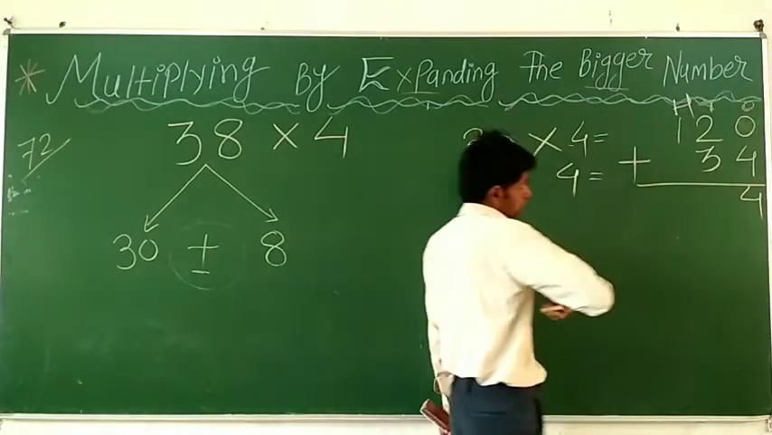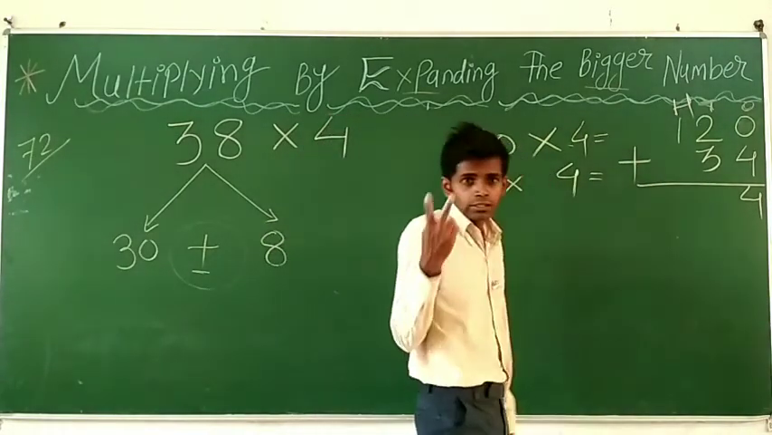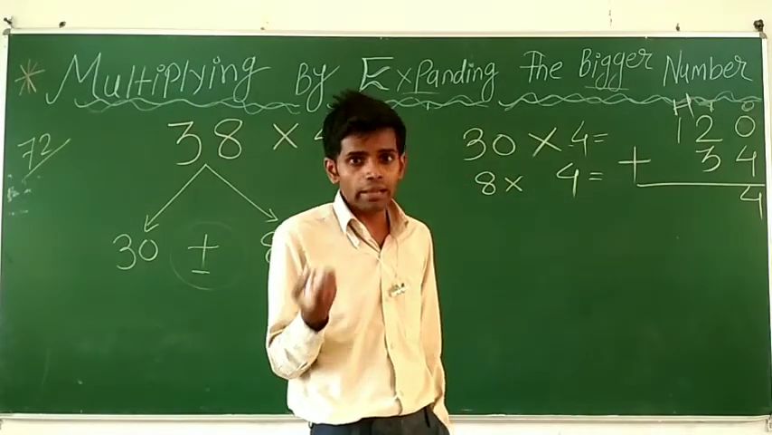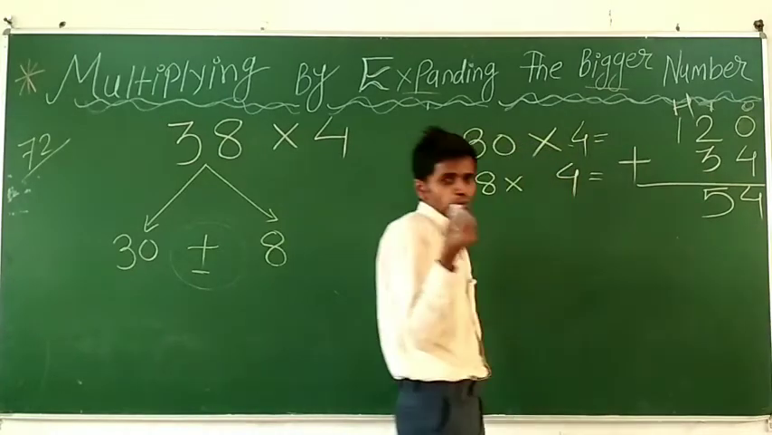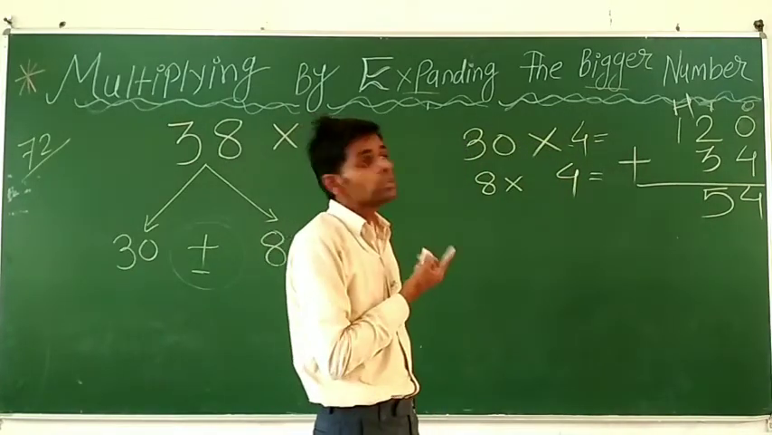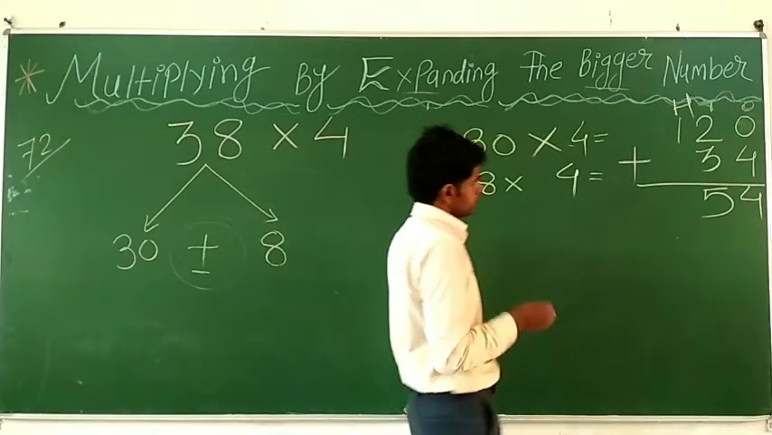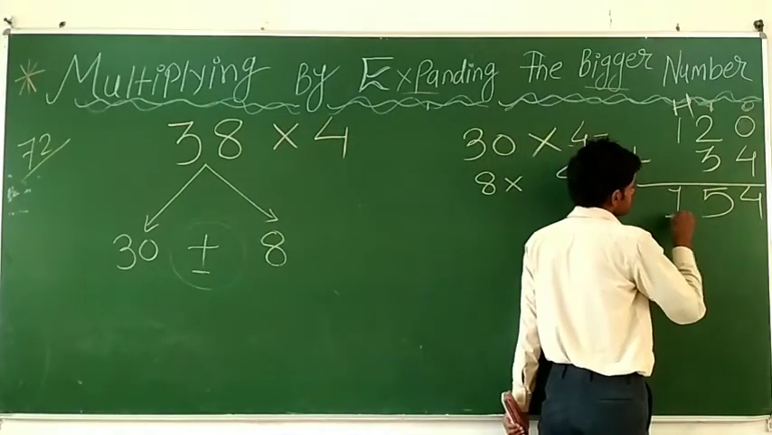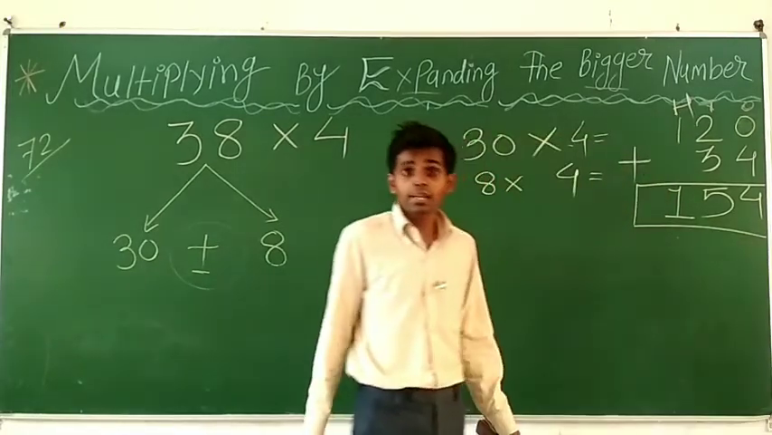Now we have to add the numbers which are on the tens place. 3 plus 2 will be 5. So we will write here 5. And there is only one number which is alone at the 100 place. अकेला है, एक ही तो है, तो हम लोग लिखेंगे 1, and that is your answer.